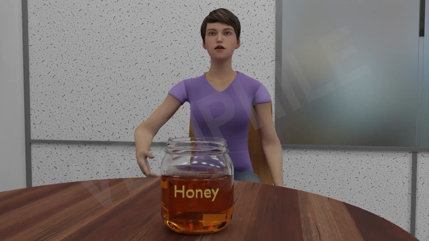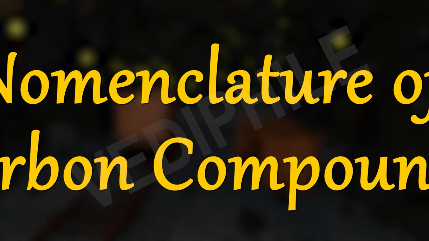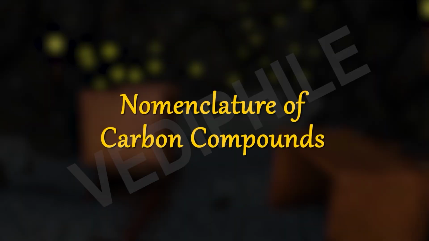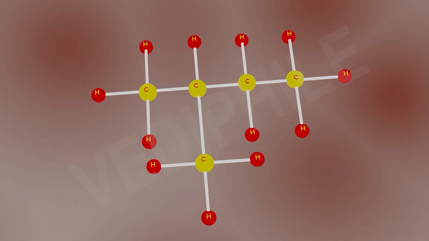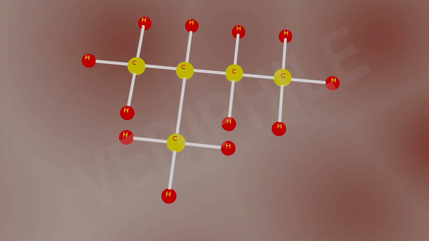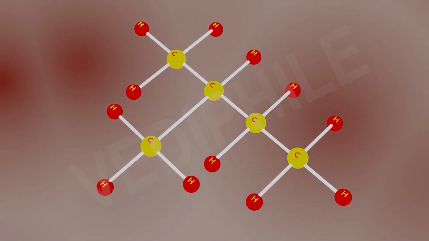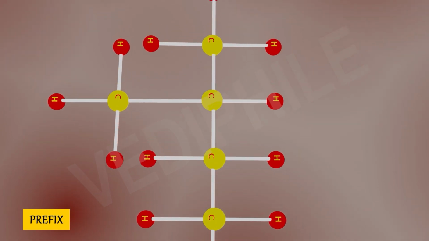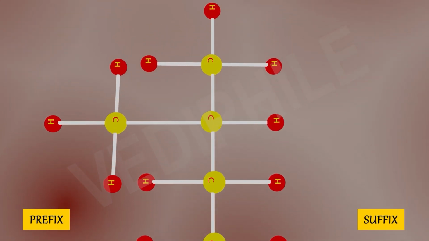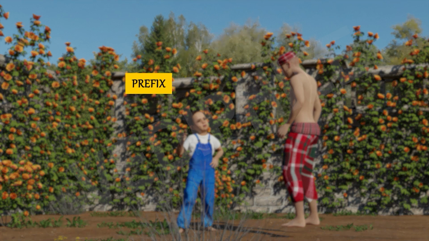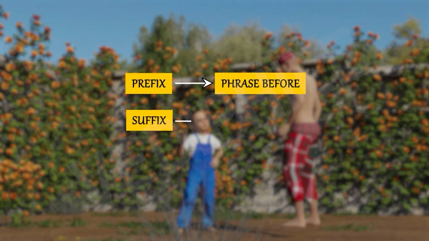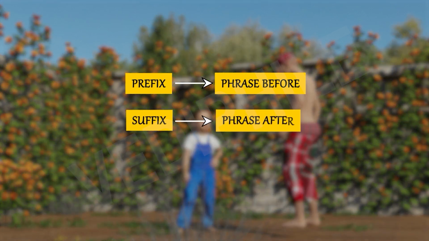तो इस एम्बिग्युइटी को रिमूव करने के लिए द नॉमेनक्लेचर ऑफ कार्बन कंपाउंड्स वाज इंट्रोड्यूस्ड। The names of compounds in a homologous series are based on the name of the basic carbon chain modified by a prefix or suffix. So what is prefix? Pre means before, so it is a phrase before. And what is suffix? Suffix is a phrase after.